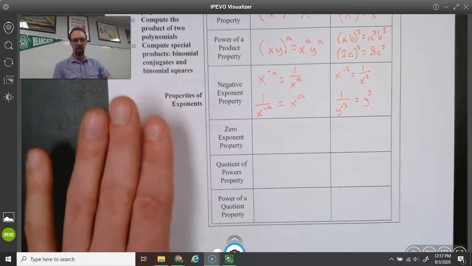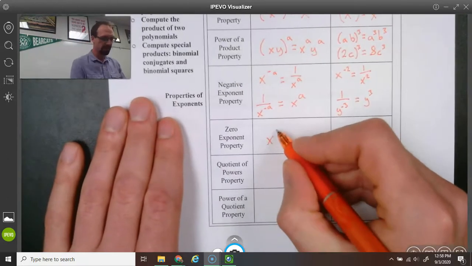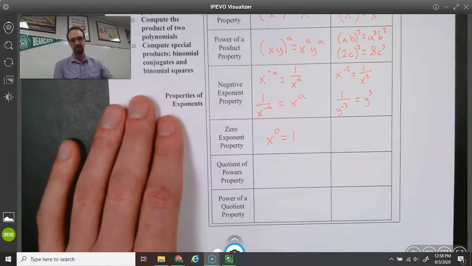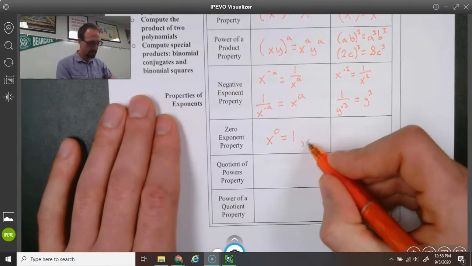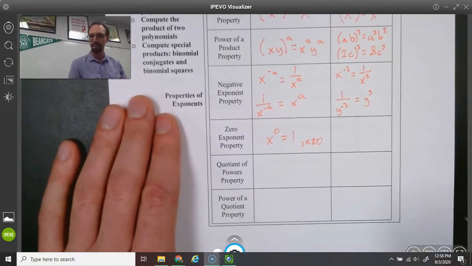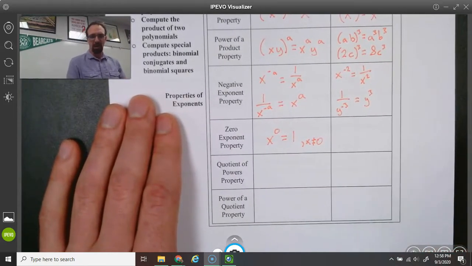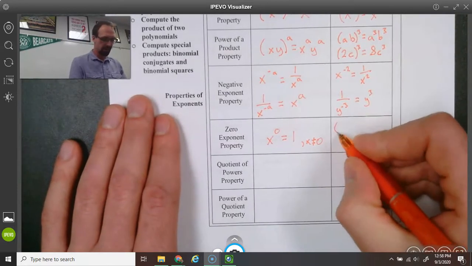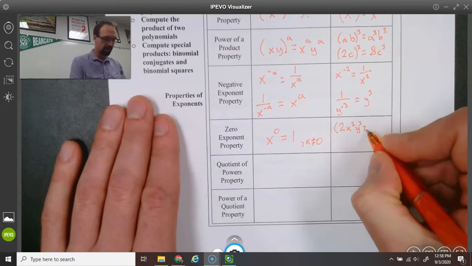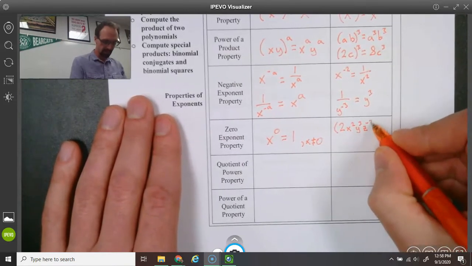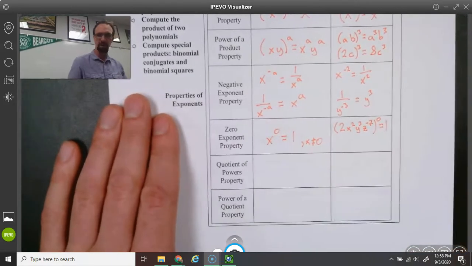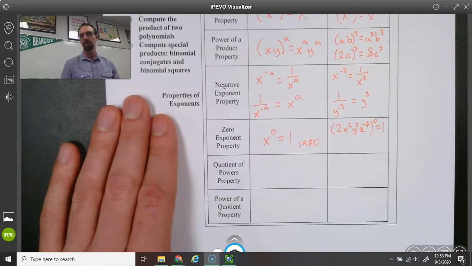The zero exponent property means that anything raised to the 0 power is 1, as long as x is not 0. So x cannot be 0. And it's just that part that's raised. So if I have 2x squared y cubed z to the negative 7, and all of this is raised to the 0 power, that is just 1. So all of it's raised to the 0 power.